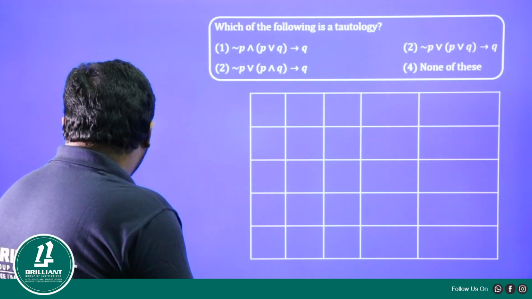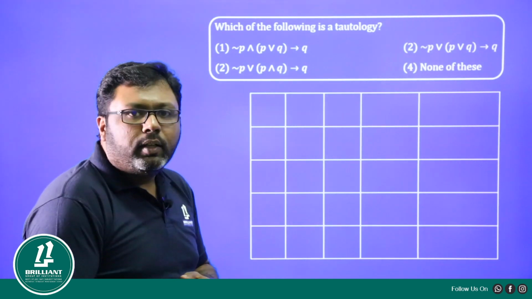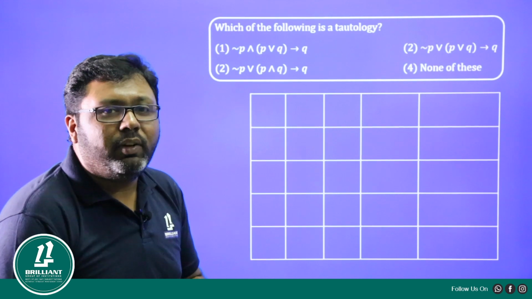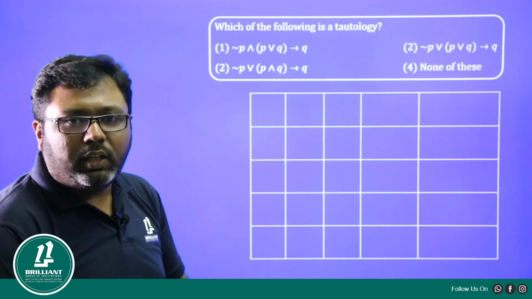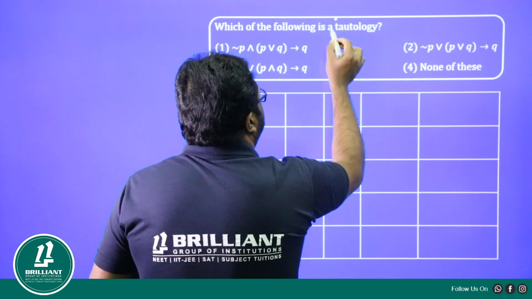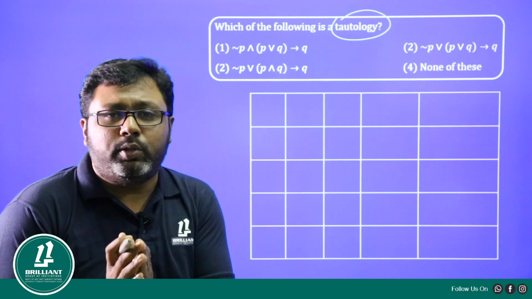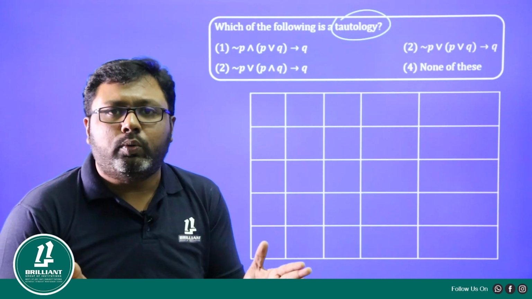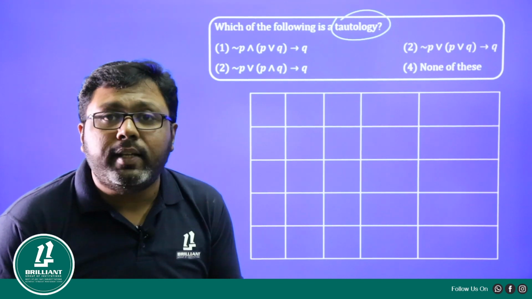The next question is one of the easiest questions they could ask. It's based on mathematical reasoning. So look at the expression. Which of the following is a tautology? So what is a tautology? It is a mathematical proposition which is always true.